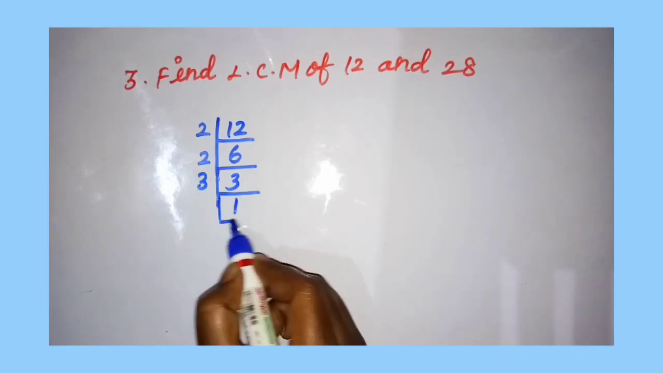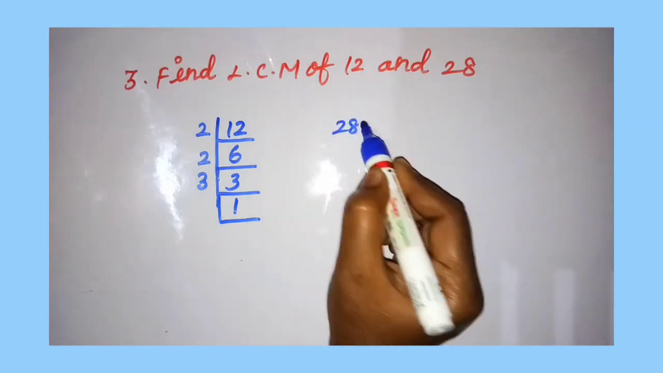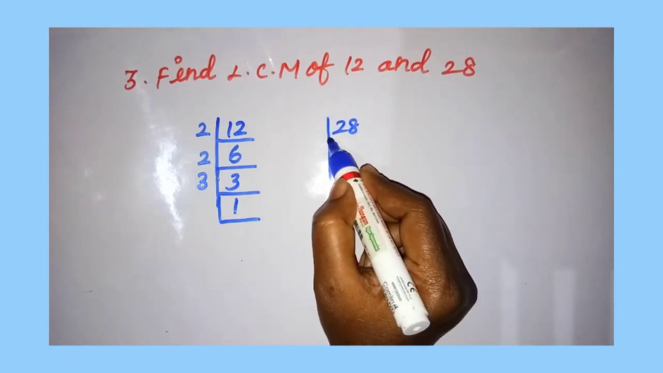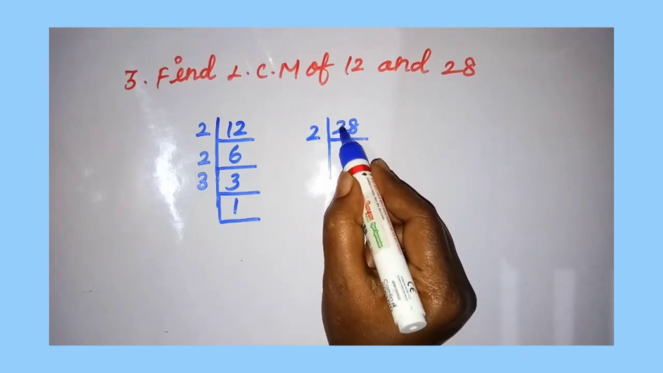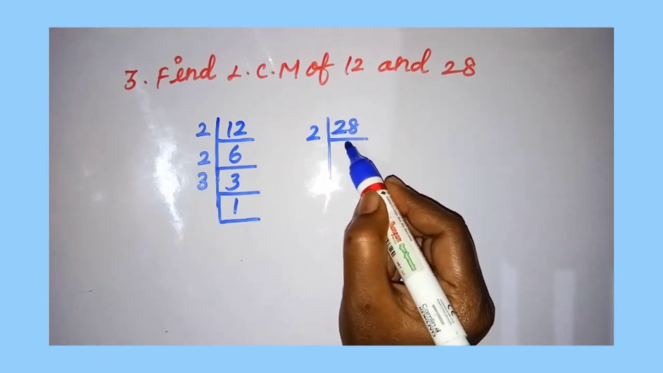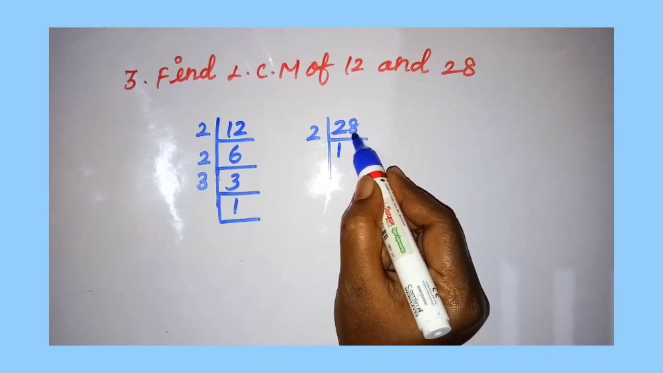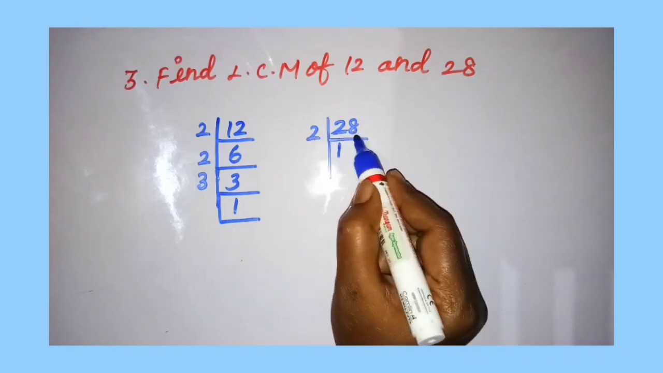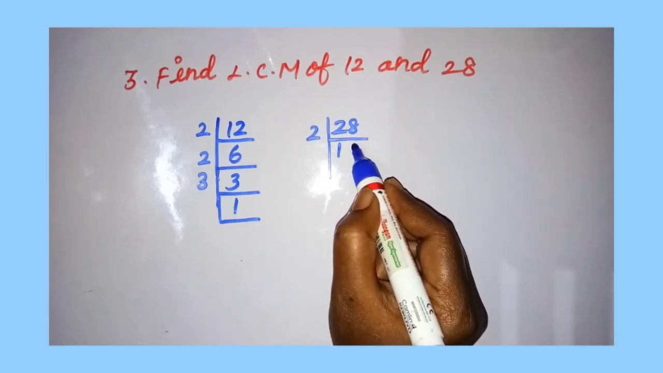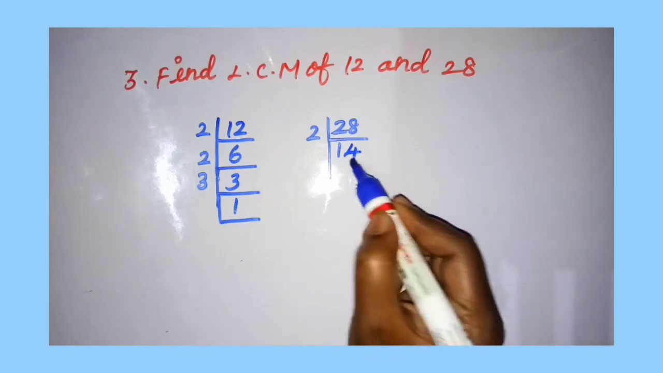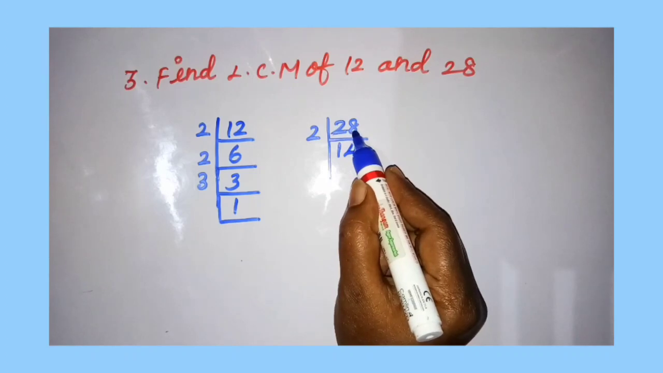1 3s are 3. Again, the next value is 28. For 28 we take the 2 table. In the 2 table, the first value 2, how many times? 1 2s are 2. And then the next value 8. In the 2 table, how many times does 8 come? 1 2s are 2, 2 2s are 4, 3 2s are 6, 4 2s are 8. So 14 times it comes in the 2 table for 28.